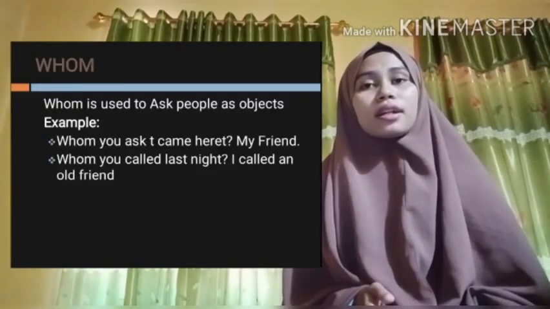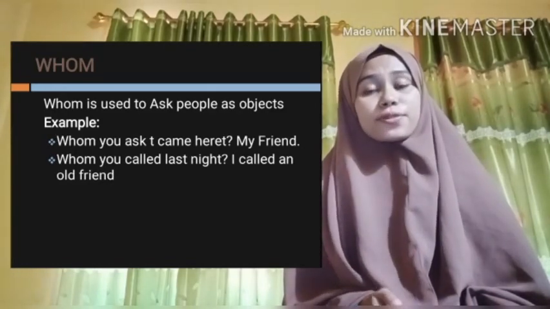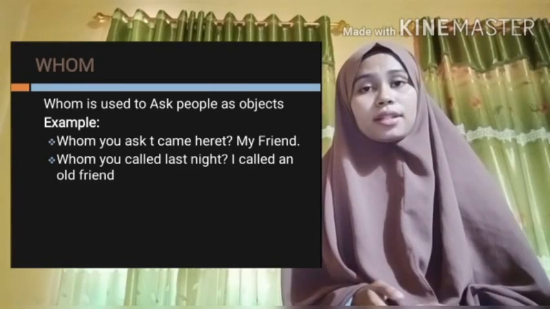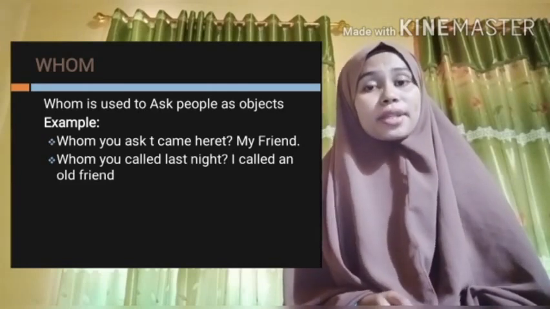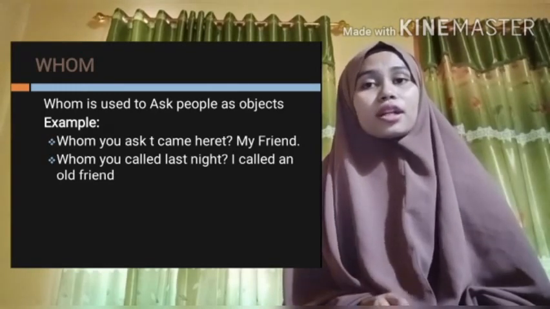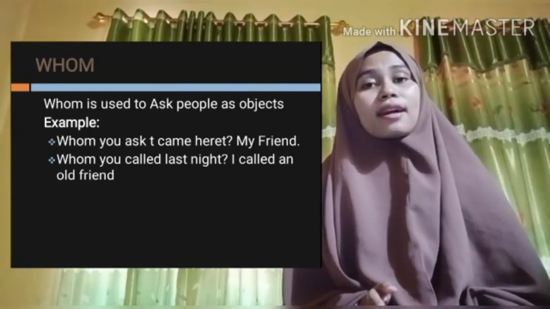Okay, next, the third is whom. Whom is used to ask people as object. For example, whom you ask to come here? My friend. And another example, whom you called last night? I called an old friend.